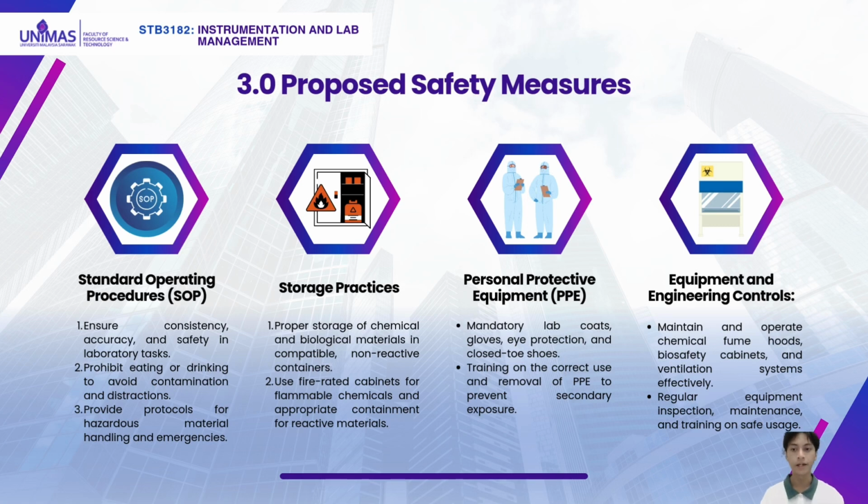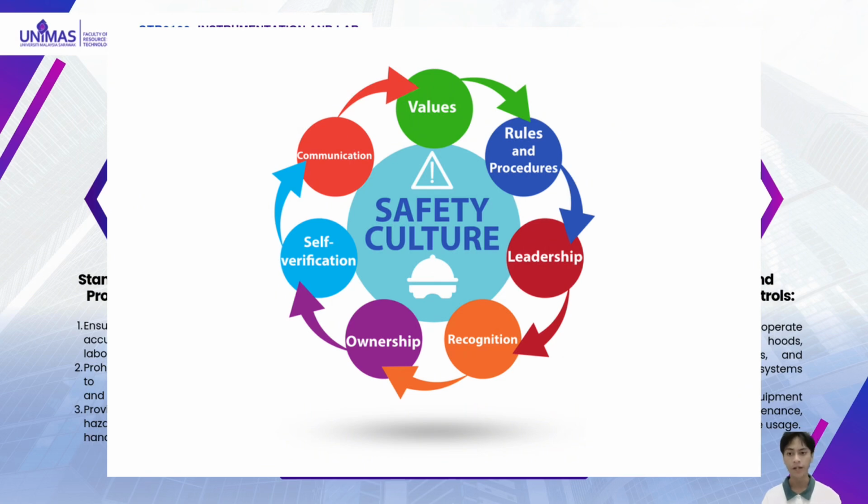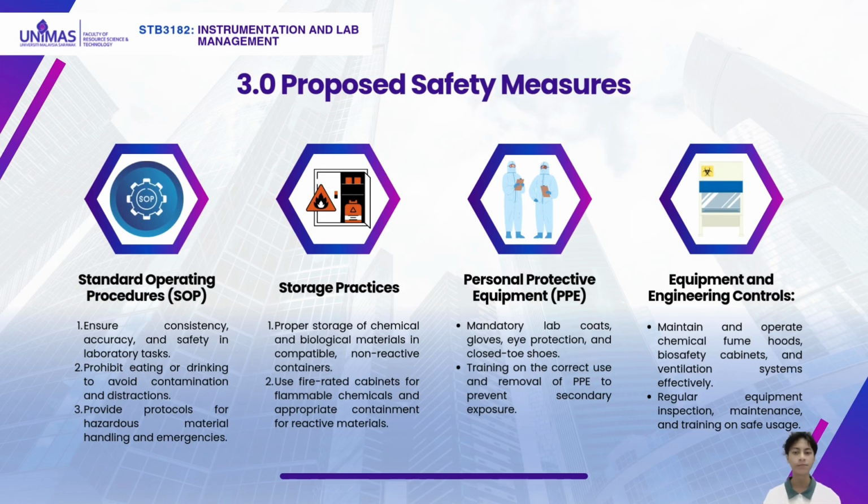Ladies and gentlemen, I'll be presenting the proposed safety measures designed to ensure the safety and efficiency of our clinical laboratory operation. These measures provide a comprehensive framework for minimizing risk and promoting a culture of safety. To begin with, safety in the laboratory is paramount to safeguard personnel, protect the integrity of the experiment, and ensure regulatory compliance. Our proposed safety measures are structured around 4 key areas: standard operating procedures, personal protective equipment, engineering and administrative controls, and waste management practices.